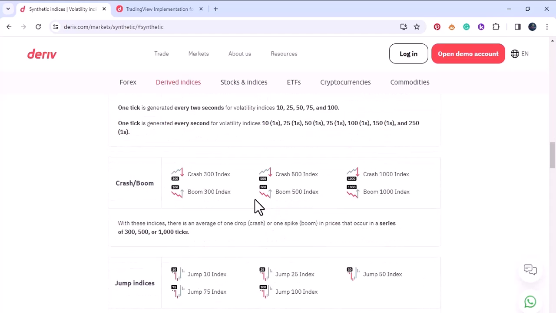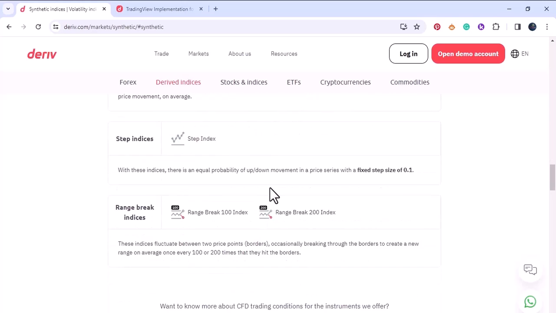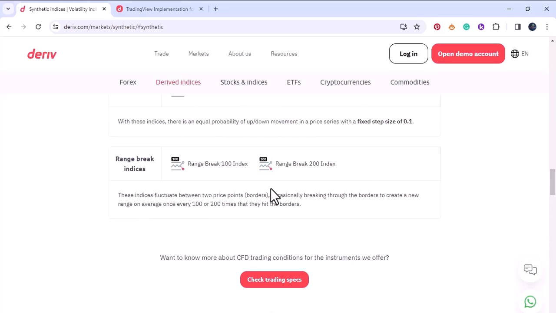Then we have what you call Crash and Boom, and these show how they move. You see these arrows that you're seeing here. This shows exactly how Boom and Crash move. Then you go to jump indices. They have every type of index that you might think of and that you might want to trade. So let's go to the charts.